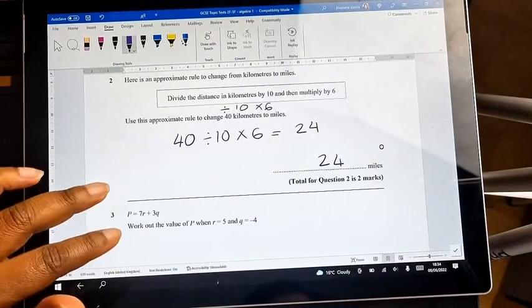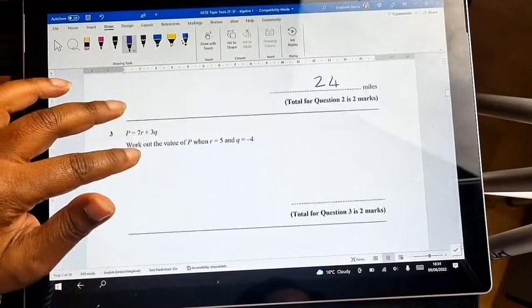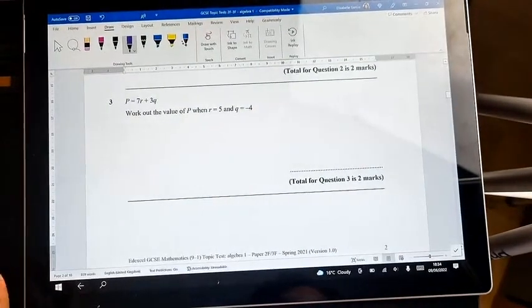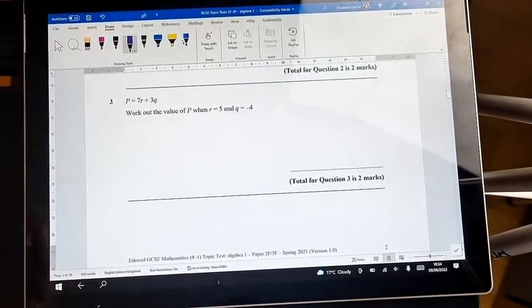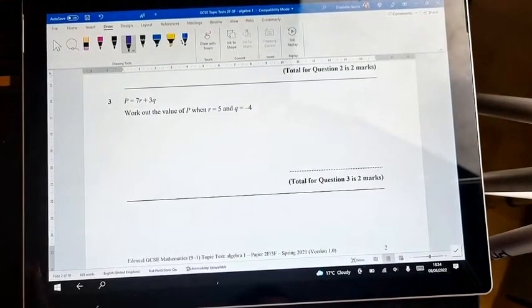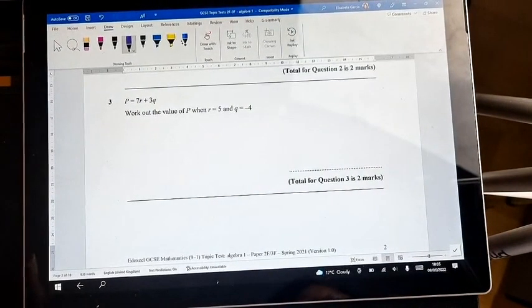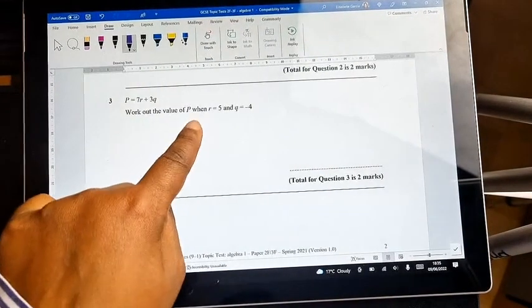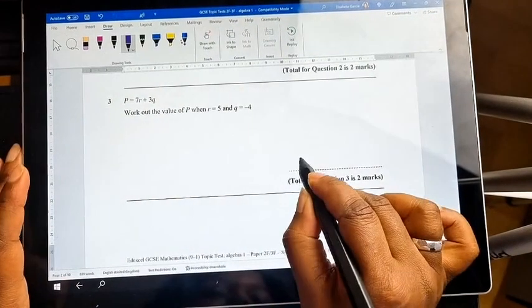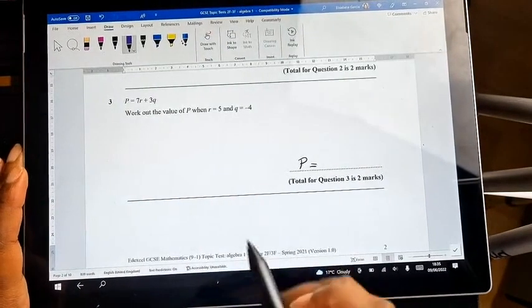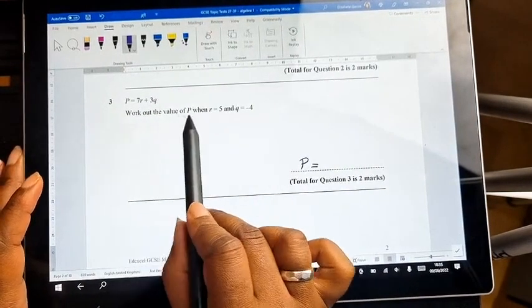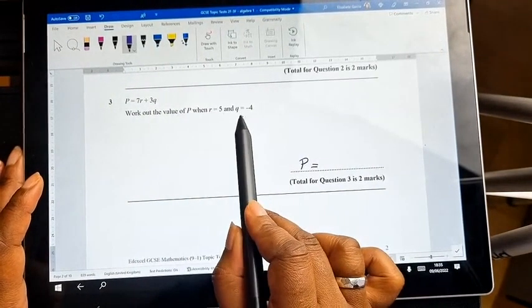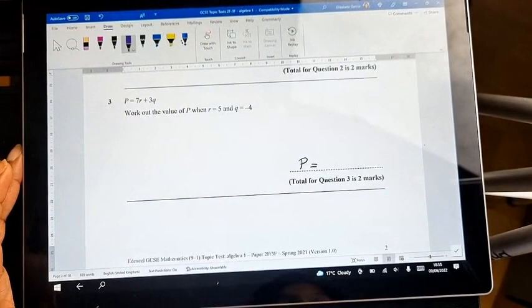Great. Now we have another substitution. And this time around we have a negative value. Guys, this is where most people miss the marks. Because when you don't type that correctly, you miss those marks. I don't want anybody to miss them. So let's do it step by step. So we need to find what P is. So P will be equal to something. Okay, and to find that value, we're going to work it out by substituting R is equal to 5 and Q is equal to minus 4.